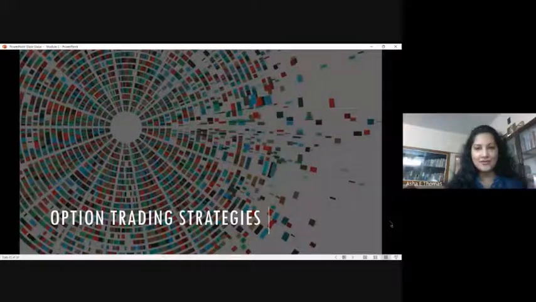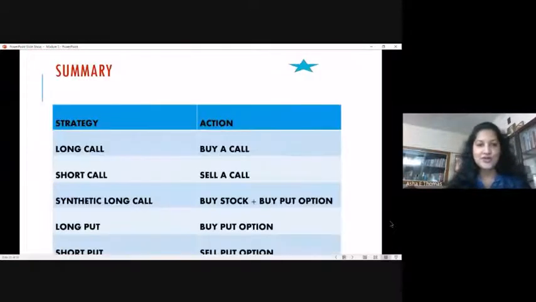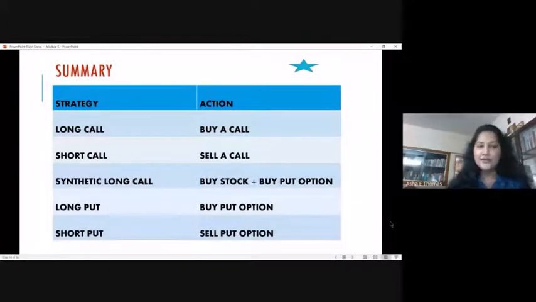Okay, the 5 strategies, just a summary of that. Then we will go with the 6th strategy till the 11th strategy in our class today. So this is actually a summary. We had learned about 5 strategies.